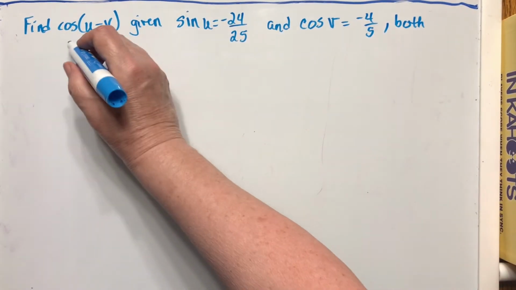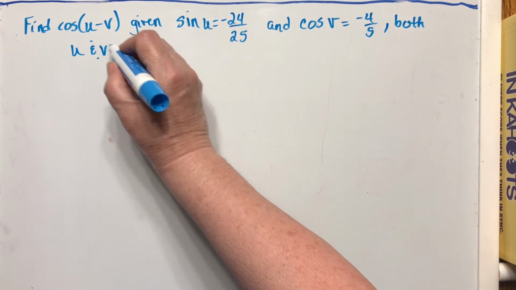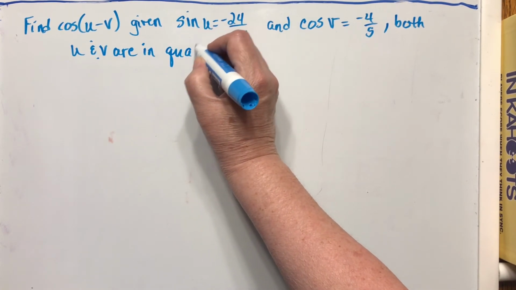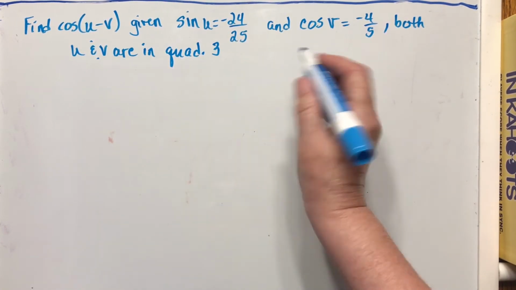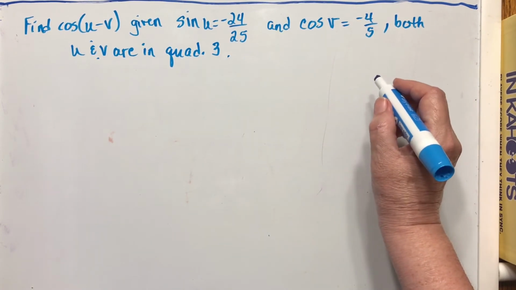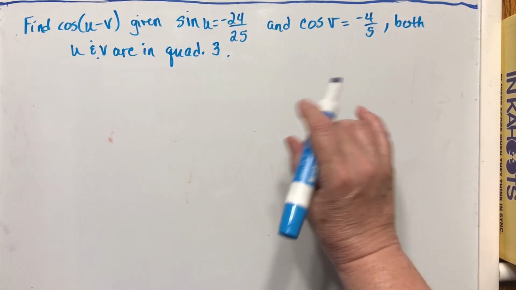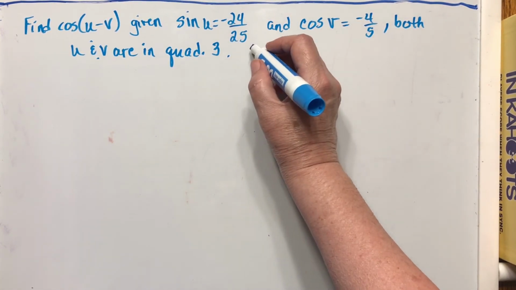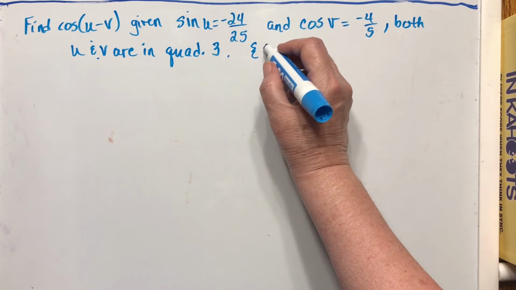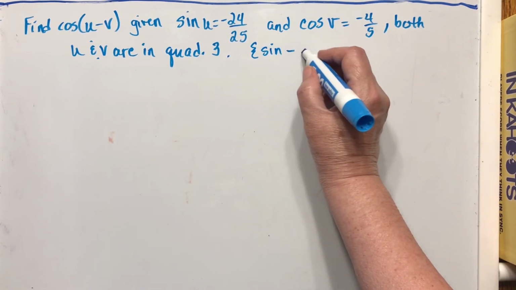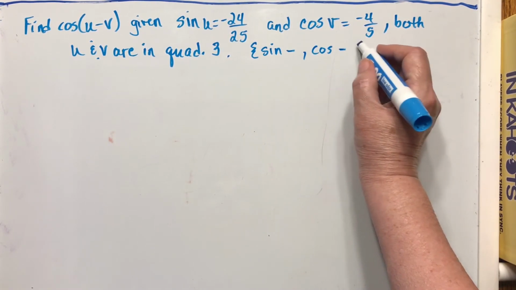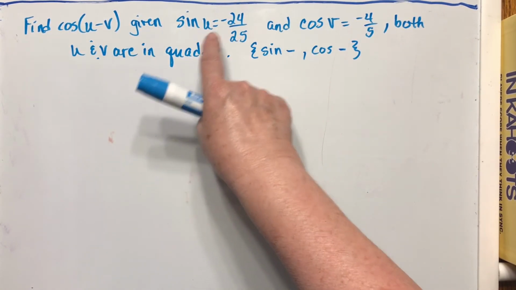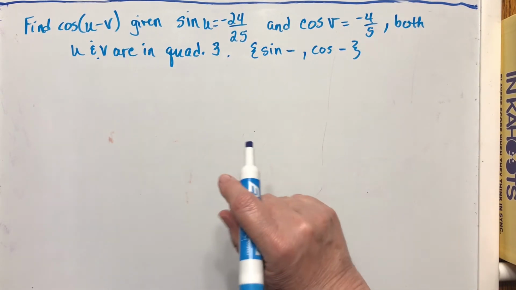And this time we'll say both u and v are in quadrant 3. So let's talk about that a minute. Quadrant 3, if you remember your ASTC, is where tangent is positive, so both sine and cosine are going to be negative. And notice that's true in the angles that we were given. The sine of u is a negative number and the cosine of v is a negative number.